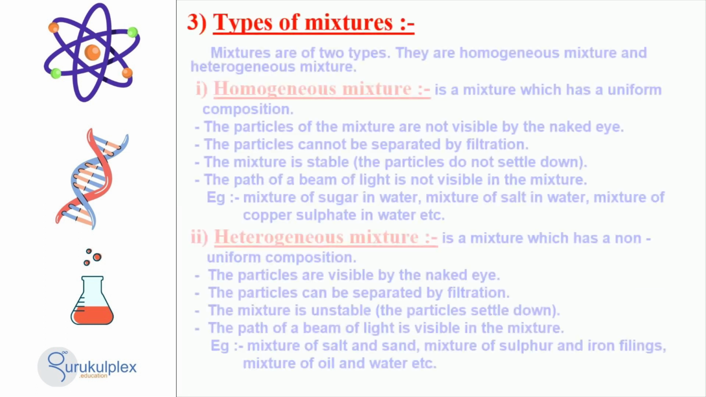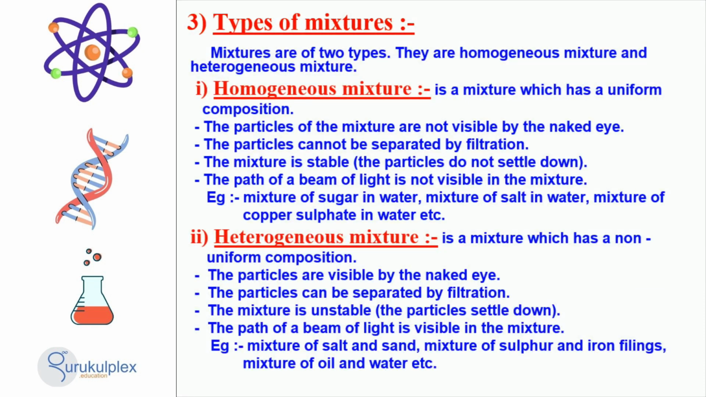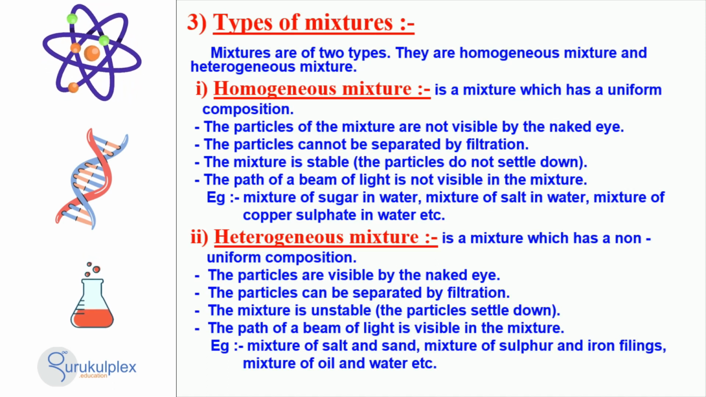We are discussing two types of mixtures. A homogeneous mixture has a uniform composition and particles that cannot be seen with the naked eye. It also cannot be separated by filtration and is stable. Also, a beam of light will not be visible when shown through the mixture. Examples include sugar in water, salt in water, and copper sulfate in water.